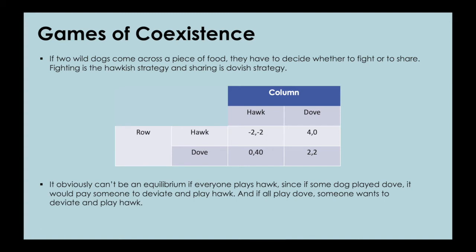It obviously cannot be an equilibrium if everyone plays hawk, right? Because if some dog played dove, it would end up with 0 rather than -2. And if all dogs play dove, it would pay someone to deviate and play hawk. So there will have to be some mixture of hawk types and dove types if you want to reach an equilibrium.